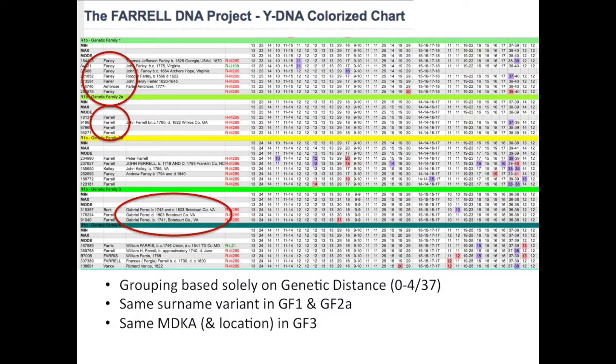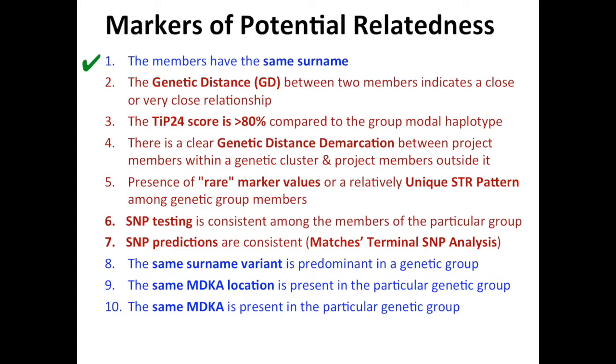And this is what happens. You group people on the basis of one marker of potential relatedness, and then you find out that they're also consistent on other markers of potential relatedness. So as a result of that, we had the same surname, same genetic surname variant, same MDKA location, same MDKA. So that particular exercise actually ticks a lot of those markers of potential relatedness.